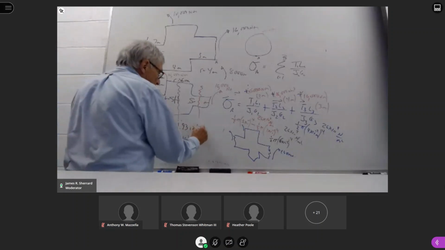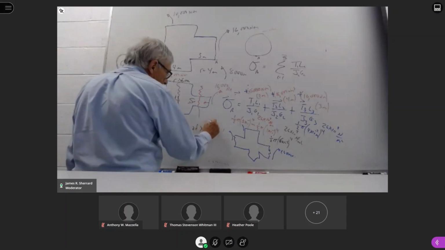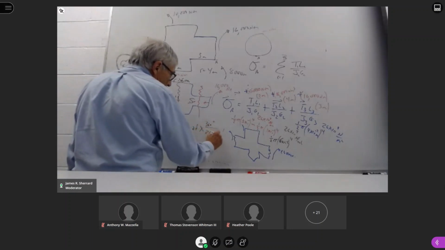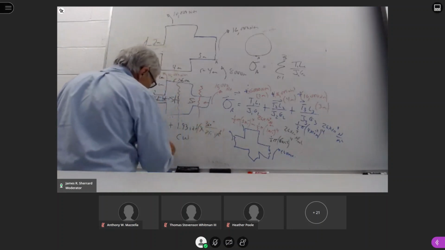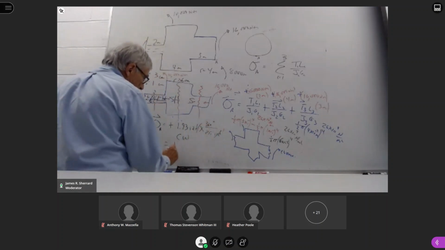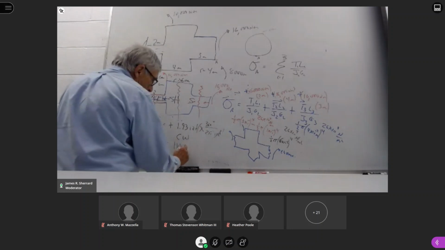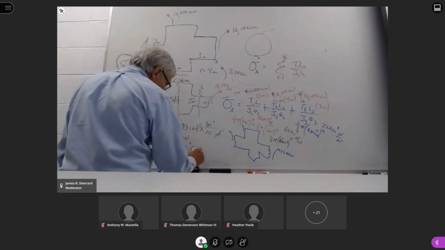I want to convert this to degrees, so I multiply it by 360 degrees for 2 pi radians. Cancel, cancel. And I had that amount come out to be 110.9 degrees clockwise.